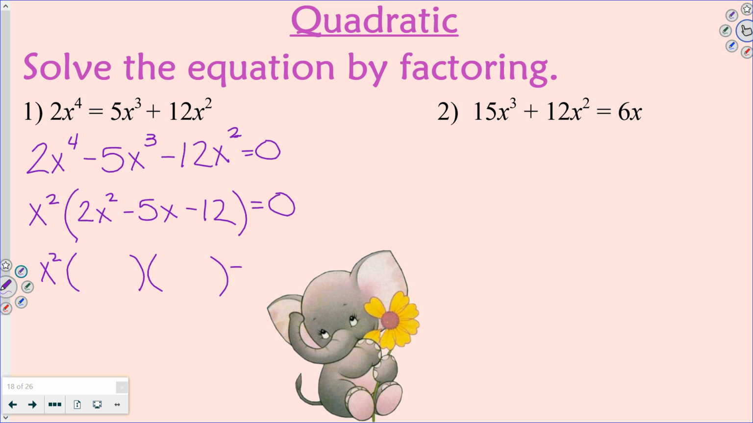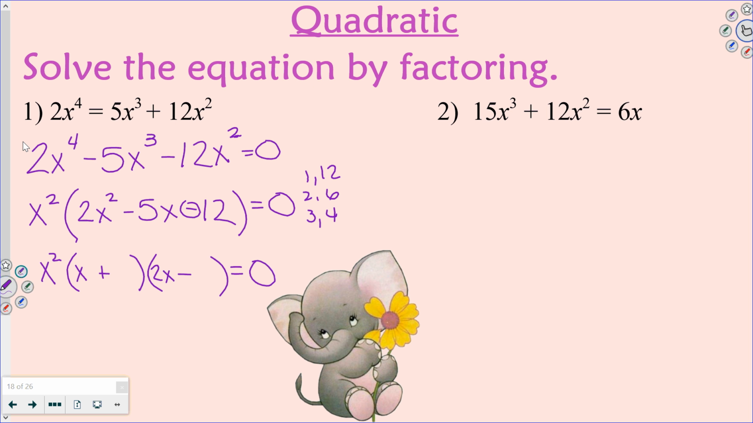So I'll set up my parentheses. Last one's negative, so I know my signs are plus, minus. Options for A: 1 and 2, so 1x and 2x. Options for C, ooh, we got some options here. I like them in order, sorry. You want to go 1 and 12, 2 and 6, 3 and 4. I know right now one of them doesn't work. Without doing any math, I know one doesn't work.